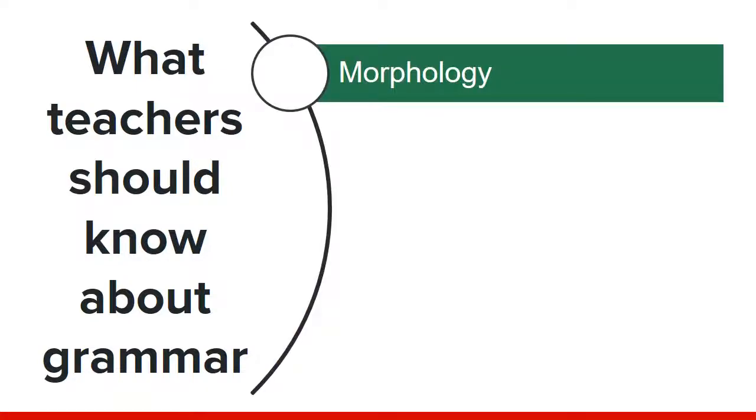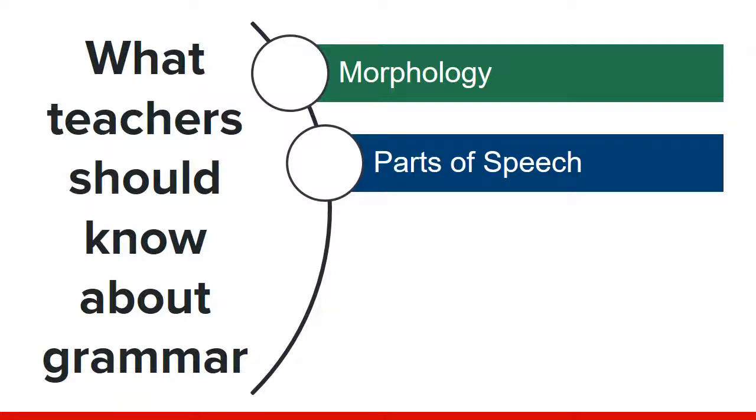Well, one thing, they need to know the morphology. We talked about this in the vocabulary unit. Morphology is how words are formed, word endings, the affixes and the prefixes, and how do we create new words. So that's an important part of grammar. Another part is knowing the parts of speech. Parts of speech are things like nouns, verbs, adjectives, adverbs, prepositions, articles. How do we know about all these different slots and how do we use them?